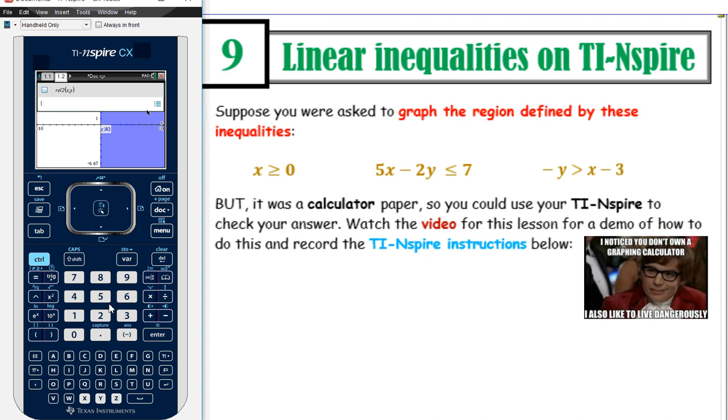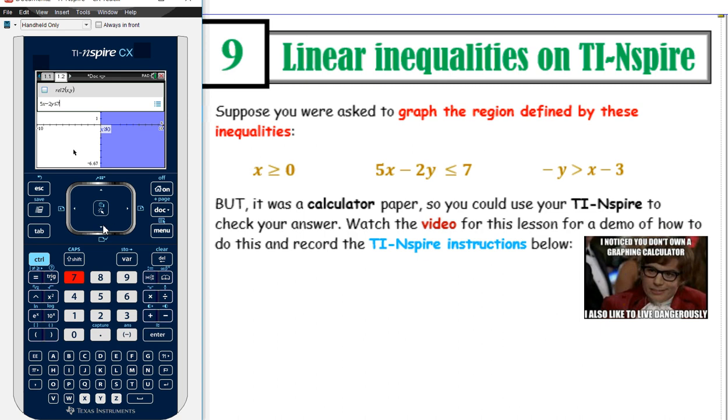5x minus 2y, control equals, is less than or equal to 7. That's this one here. Have a look at what you've typed. Does it make sense? 5x minus 2y is less than or equal to 7. You could press the down arrow, you can press enter.